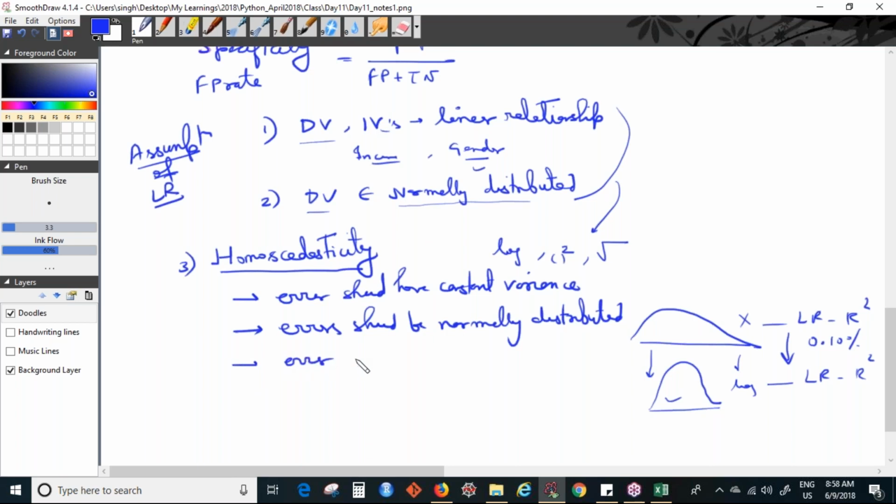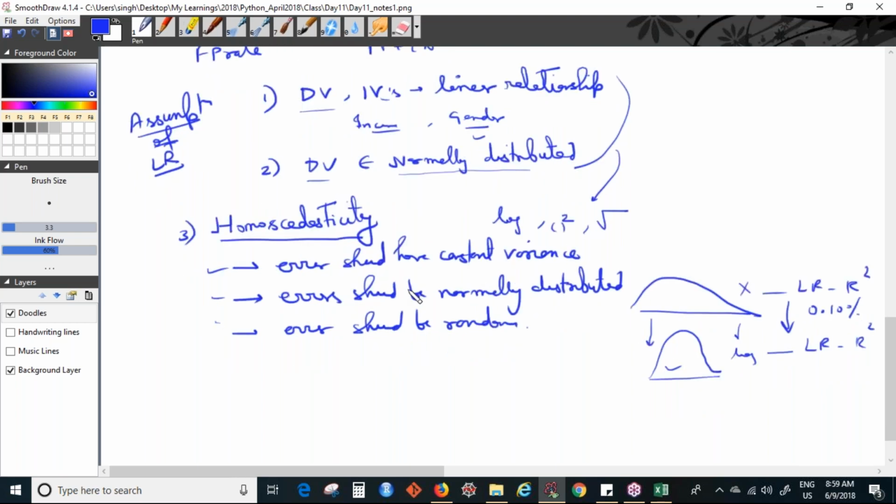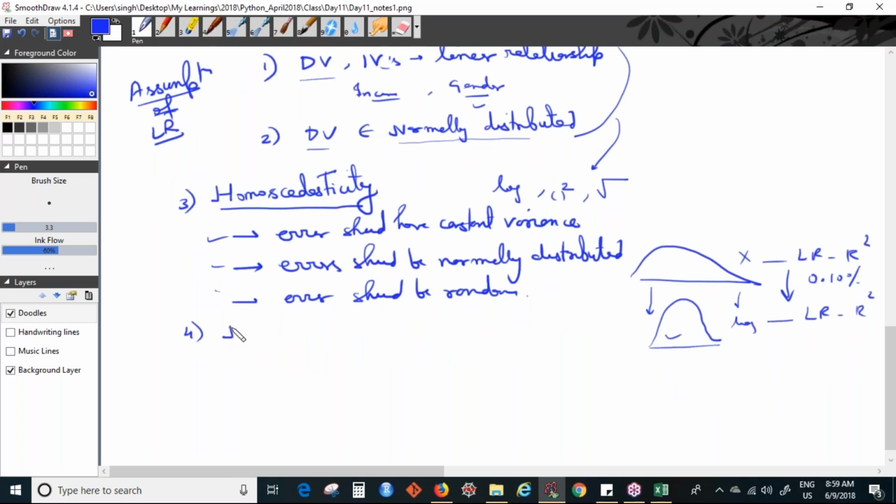And there is one more: errors should be random. There should not be any pattern in the errors. Okay, so all these three together is known as homoscedasticity. If they are violated, it is heteroscedasticity. Okay, and there was one final assumption, which is that there should not be any multicollinearity in your data. So these are the assumptions of linear regression.